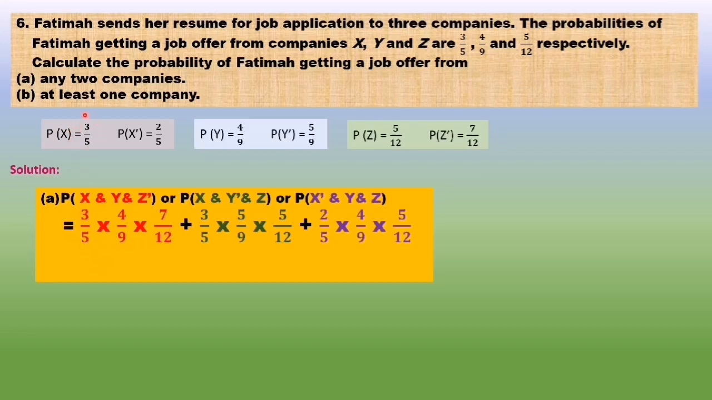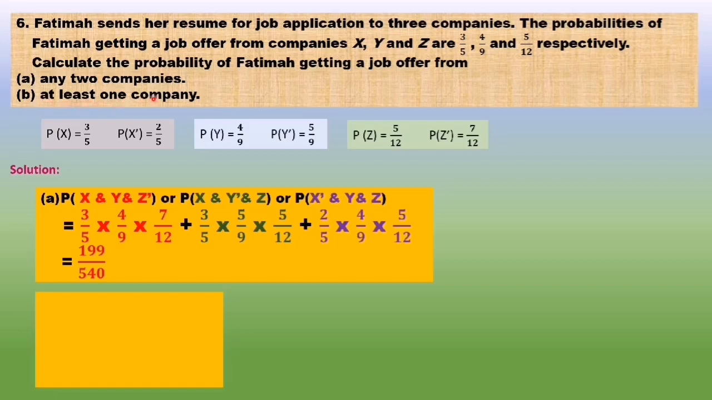So probability S 3/5 times probability Y 4/9 times probability not getting job offer from company Z 7/12, plus, again, probability S 3/5 times probability complement of Y 5/9 times probability Z 5/12, plus probability complement of S 2/5 times probability Y 4/9 multiply probability Z 5 over 12. So the answer equals 199 over 540.